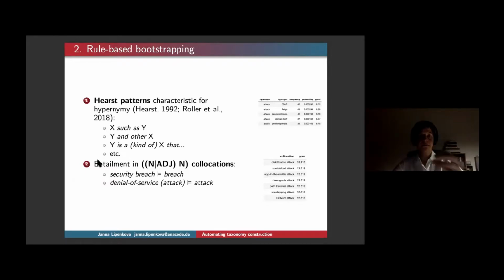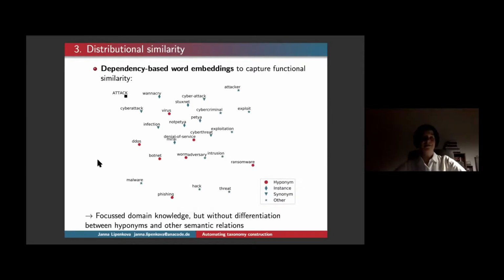Good, so that was the treatment of the co-occurrences, especially at the beginning of the life cycle of a hyponym. Now comes the third step, the distributional similarity. Here we use dependency-based word embeddings. Why dependency-based? Because we are looking to capture the functional and the syntactic similarities between the terms, which really play a big role for hyperonymy. And here you can see an example from the cybersecurity domain.